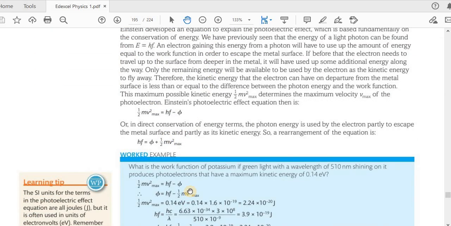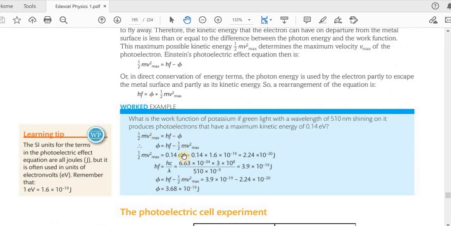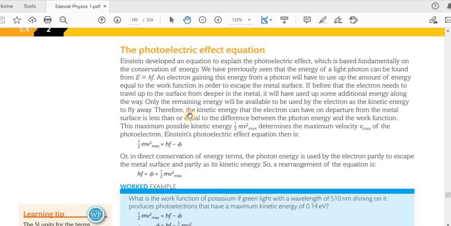Now to help you all understand this better, let's go through this example. I'll quickly read this so that everything is complete and you are not missing anything. Einstein developed an equation to explain the photoelectric effect, which is based fundamentally on the conservation of energy. So I have explained all this. Now when I read this, it should be easy for you to understand.